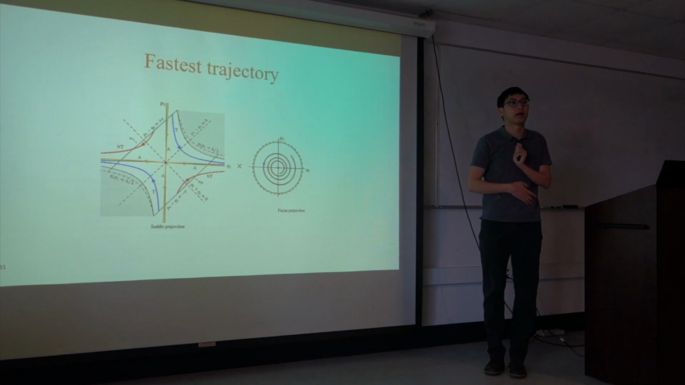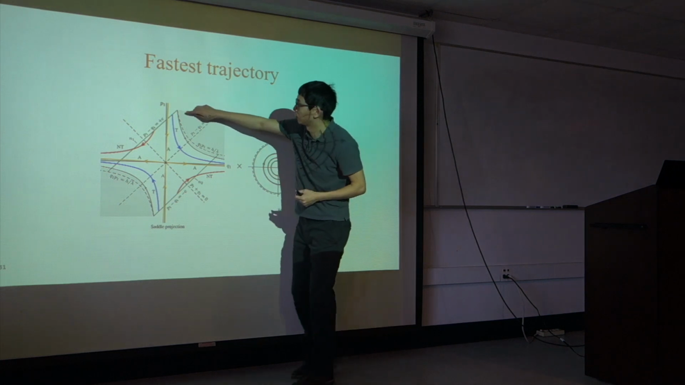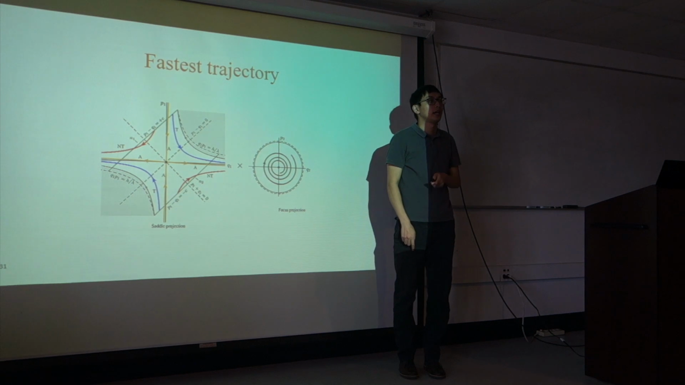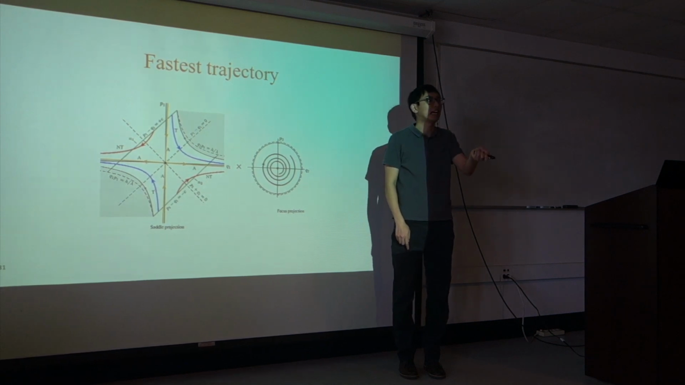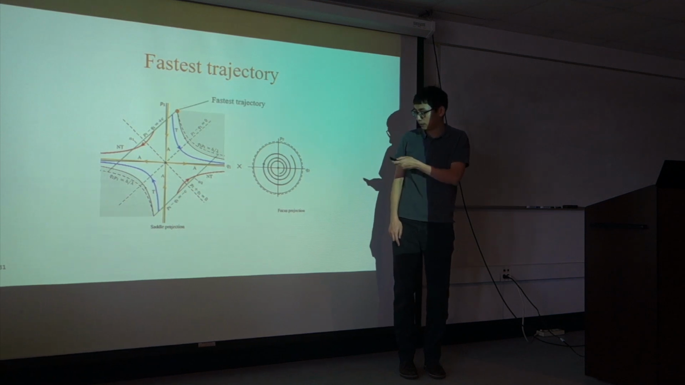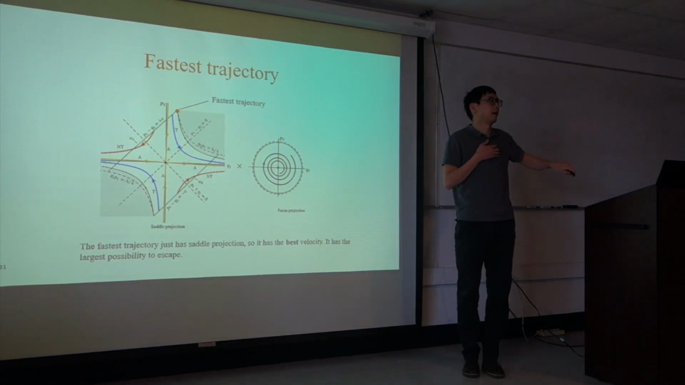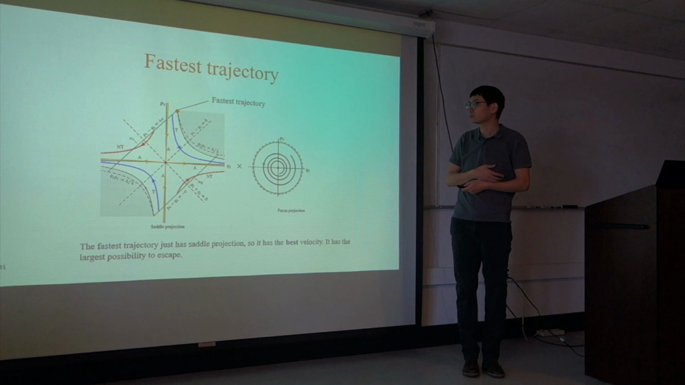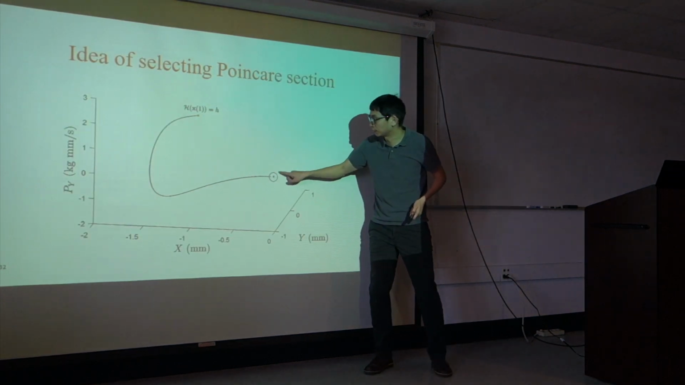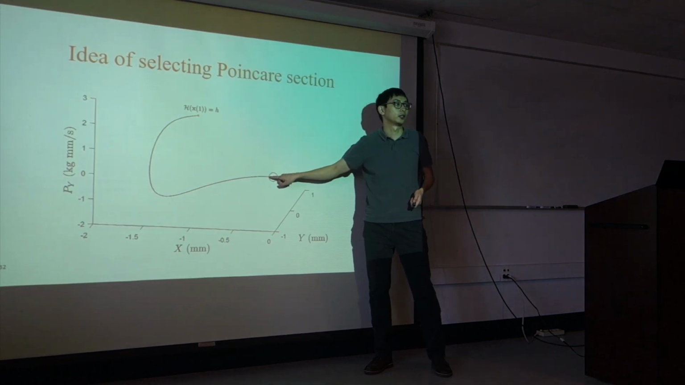Here, I want to remind you of one concept: the fastest trajectory. As I mentioned, the fastest trajectory just has the saddle projection, and then it has the best velocity, so it has the largest possibility to escape from the potential well. Here, this is the initial sphere, and this is the equilibrium point. This is the initial condition for the fastest trajectory.